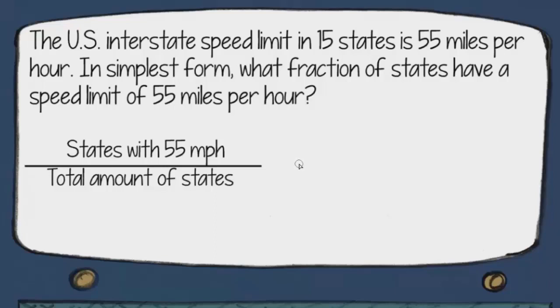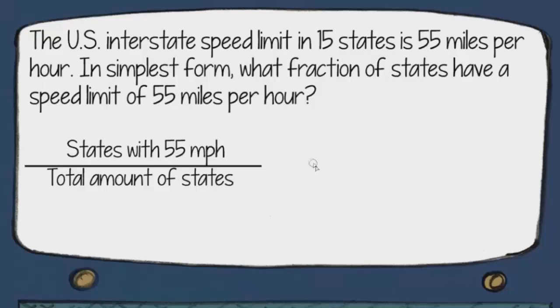I'll read it again. The U.S. interstate speed limit in 15 states is 55 miles per hour. In simplest form, what fraction of states have a speed limit of 55 miles per hour? Imagine we're looking at a map of the U.S. If I was to highlight which states have a speed limit of 55 in them, I'd see 15, right? How many states are there in the U.S.? There are 50. The problem wants to know how many of them have this speed limit, but written in fraction form, and then we have to simplify it.